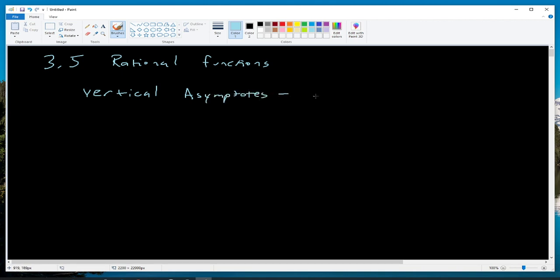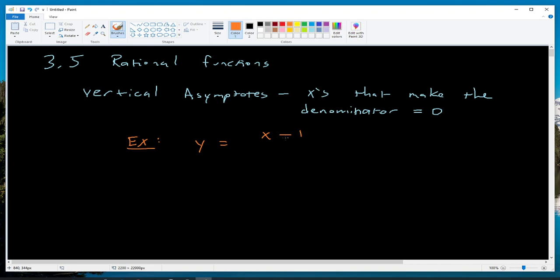Basically, to figure out a vertical asymptote, these are the x's that make the denominator equal to 0. So for a quick example, suppose we had y equals x minus 1 over x squared minus 2x minus 3, and we wanted to figure out where the vertical asymptote is. I'm going to use VA in this section for vertical asymptote.